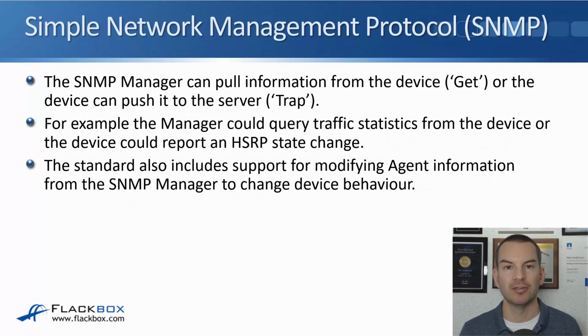The SNMP manager, the server, can pull information from the device with a GET command, or the device can push it to the server with a trap. So for example, the manager could query to get traffic statistics from the device, or the device could report an HSRP state change. For example, if one of the routers in an HSRP pair went down, the router could push a notification, push a trap to the NMS server about that.